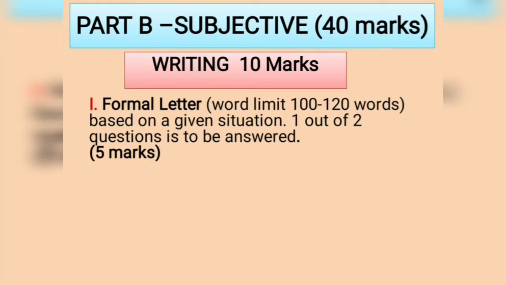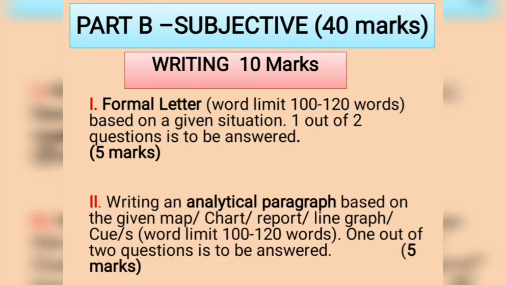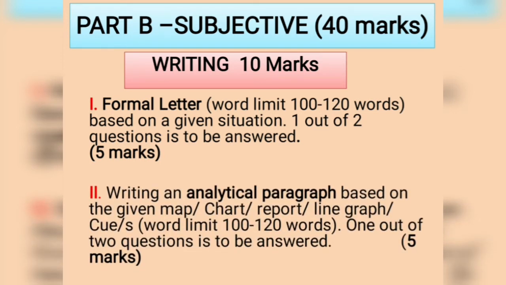So question 1 of the subjective part is a formal letter, and it is a letter based on a given situation. So we have business letters and letters to the editor covered here. Part 2 has a question on analytical paragraph writing, which is based on a given map, chart, report, line graph or cues. In both the cases, you will be given a choice. You will be given 2 questions, out of which you will attempt any one.